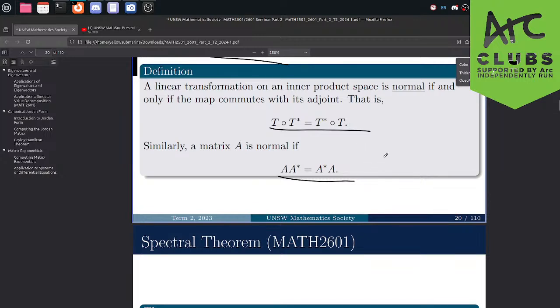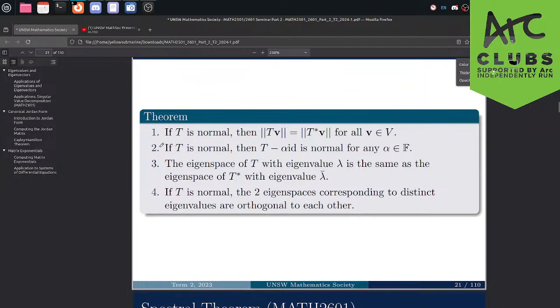Note that the adjoint, as a reminder, is the transpose, and if it's a complex matrix, you take the conjugate of all of its entries. So here are some cool properties of normal matrices. If T is normal, then the magnitude of T applied to V is equal to the magnitude of the adjoint of T applied to V. These are all proved in the lectures, by the way.